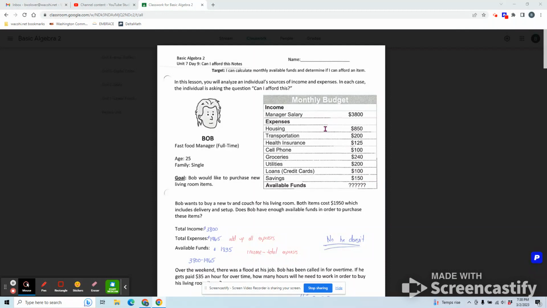Today we're going to talk about a budget. So in this lesson, we're going to analyze an individual's sources of income and expenses. And in each case, the individual is asking a question. We need to know, can they afford this?